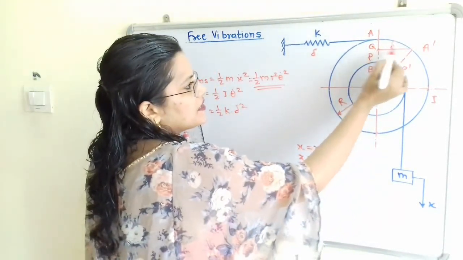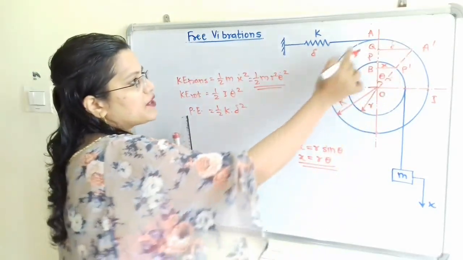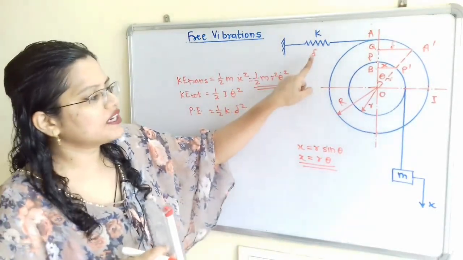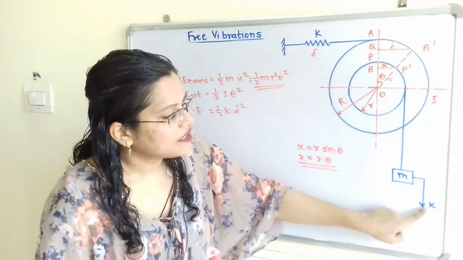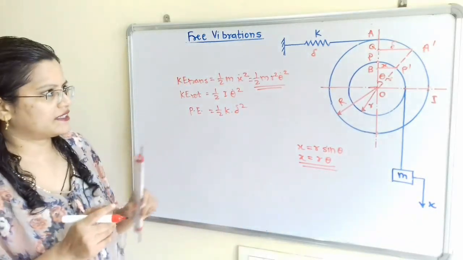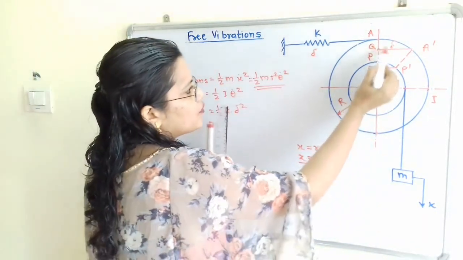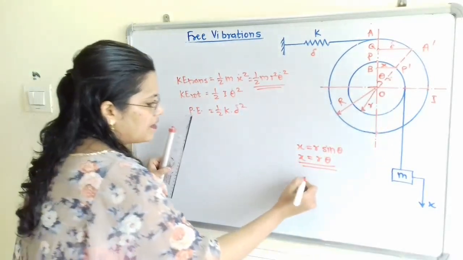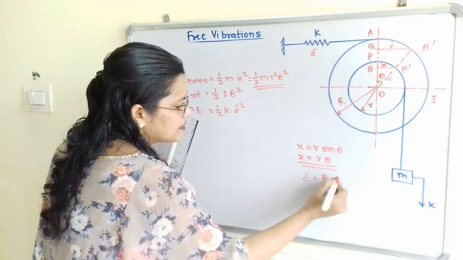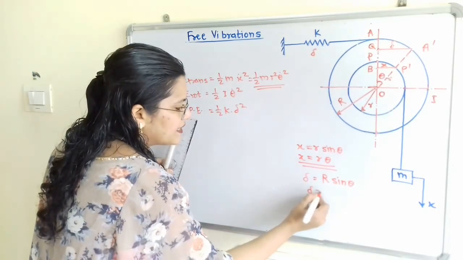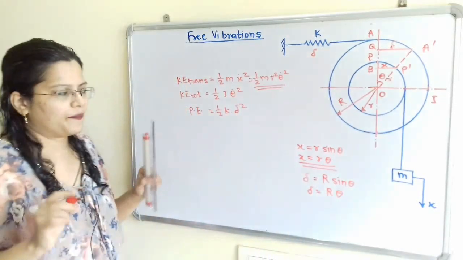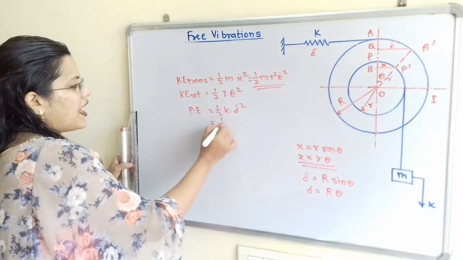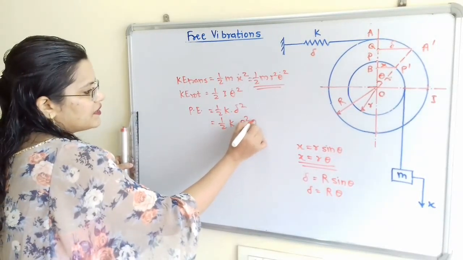Because why is this Q to A dash delta? Because this outer disc is connected to the spring, and the spring has deflection delta when this mass m is displaced through a distance x. So from this triangle OQA dash we can say that delta is equal to capital R sin theta. Theta is very small, so delta is equal to capital R theta. Now instead of delta we can use R and theta. So how can we write here? Half K R square theta square.